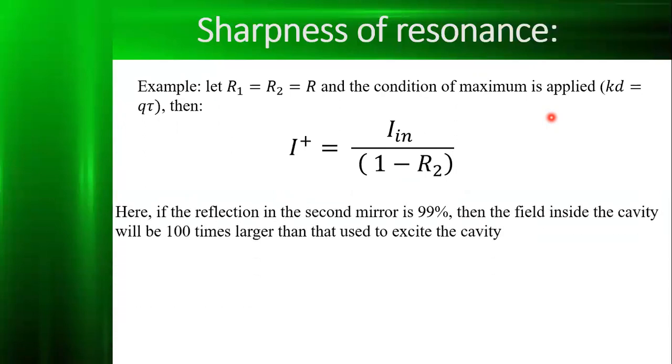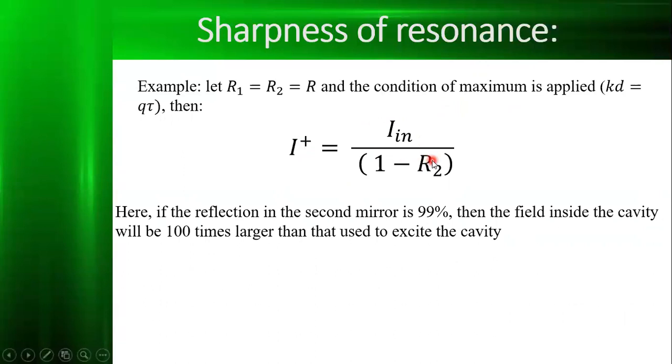Based on this equation also, we reach a very important equation. If you remember, we did the mathematical derivation that the intensity inside the optical cavity equals the intensity incident to the optical cavity over 1 minus R2, where R2 is the reflection of the second mirror. Why is this equation very important?